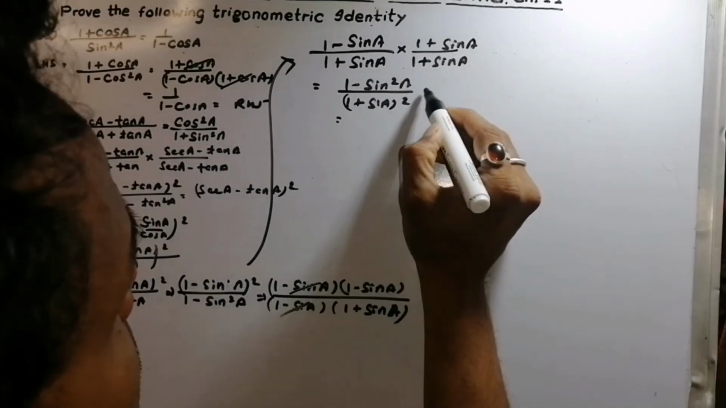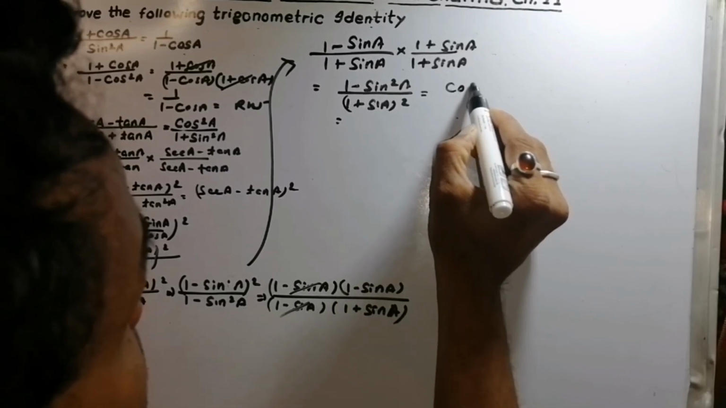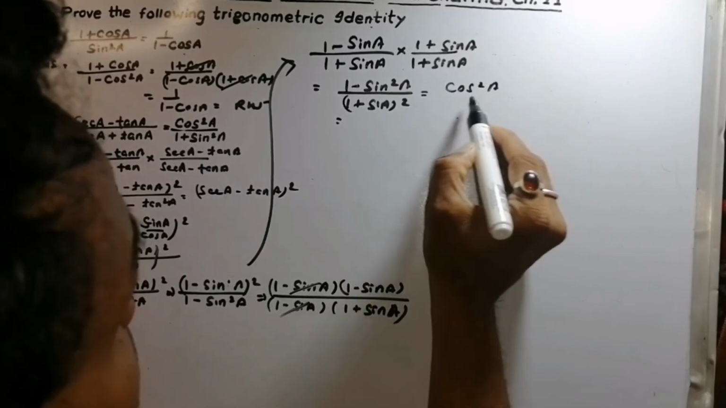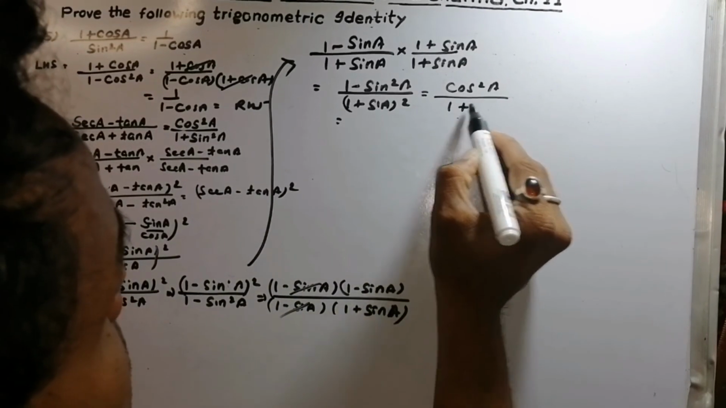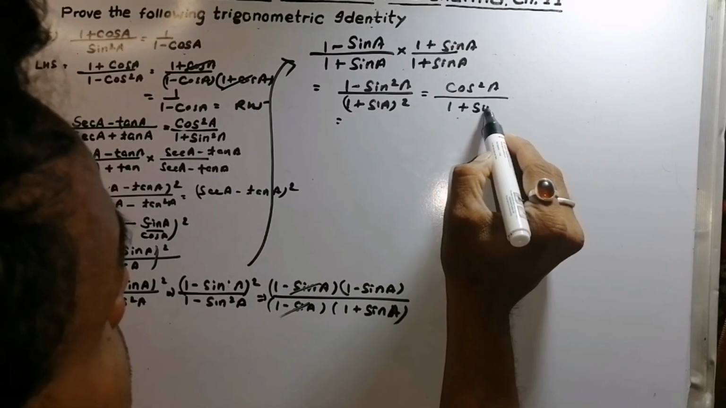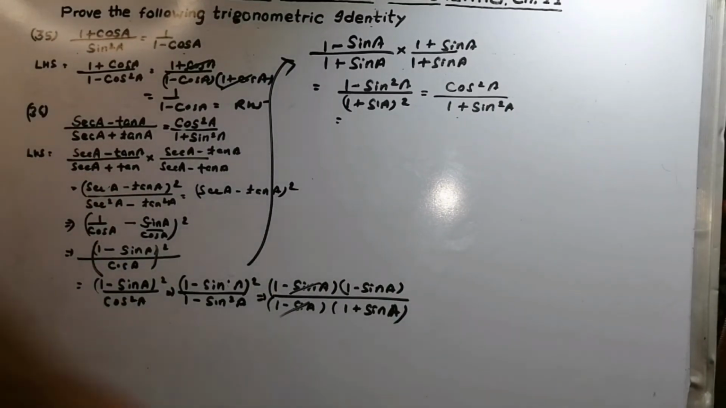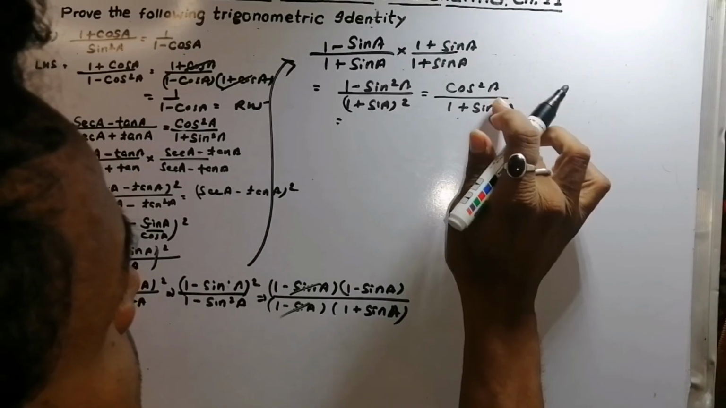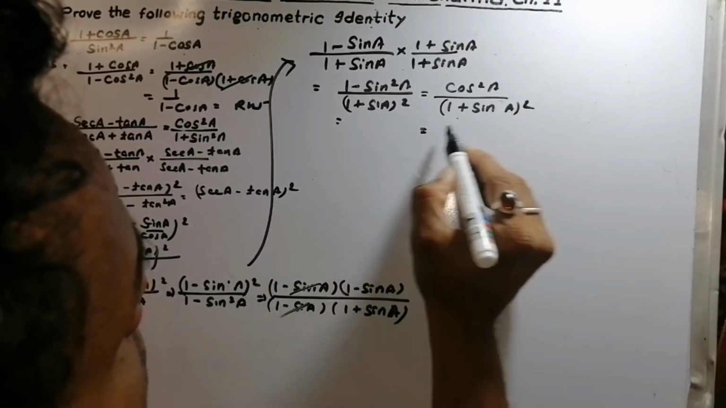So we can write 1 minus sin square a as cos square a, upon 1 plus sin a whole square, which is equal to the right hand side.